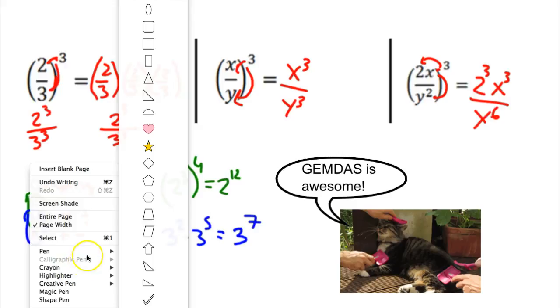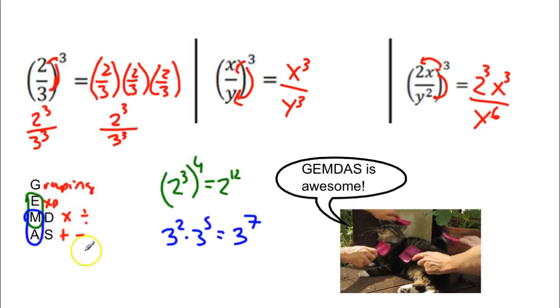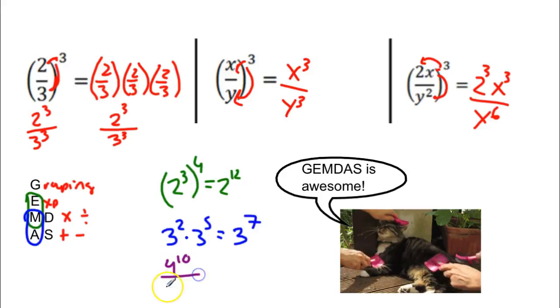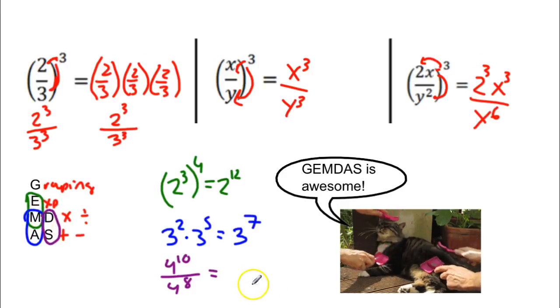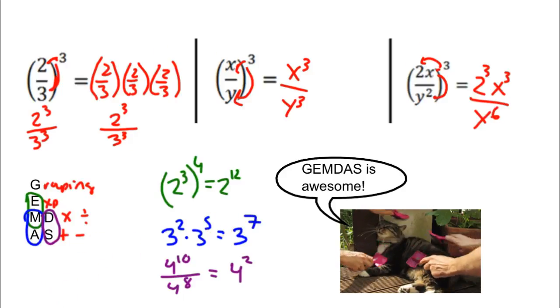I think you see where I'm going with this last one too. Let me make it purple. So what if I had 4 to the 10th power divided by 4 to the 8th power? What would I do there? Well, I got divide right there, and below that is subtract. So I subtract the exponents. So I still have 4. 10 minus 8 is 2. So you can always write this down to help you remember those rules.